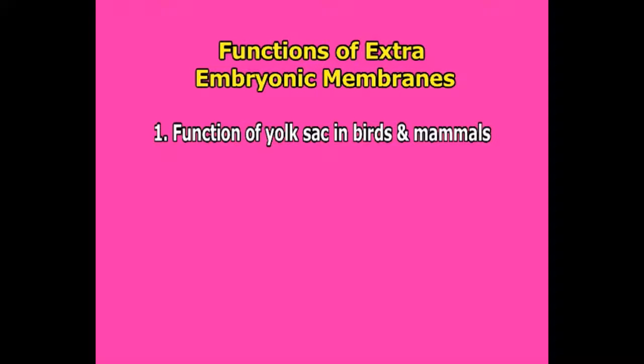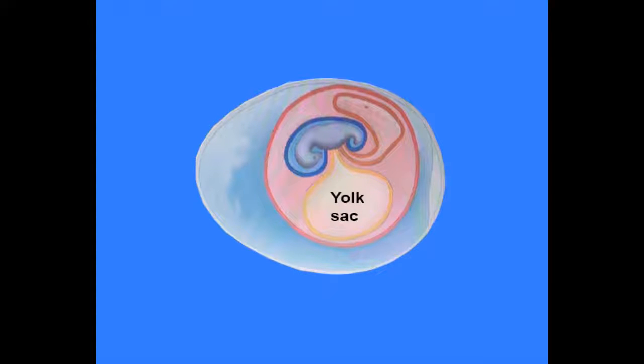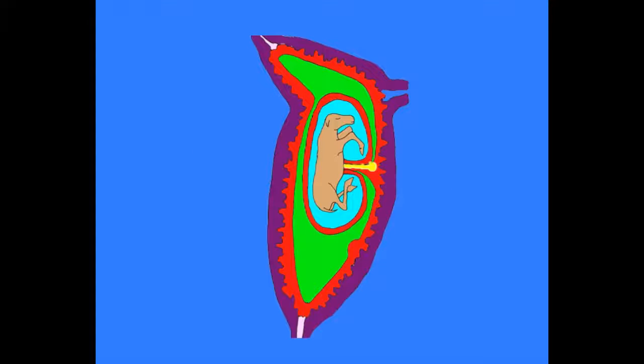Now, we would glance at the functions of these extra embryonic membranes, starting with function of yolk sac in birds and mammals. The function of yolk sac in birds is to digest the yolk and transfer the product of digestion to the embryo. In mammals, the yolk sac has very little or no yolk.